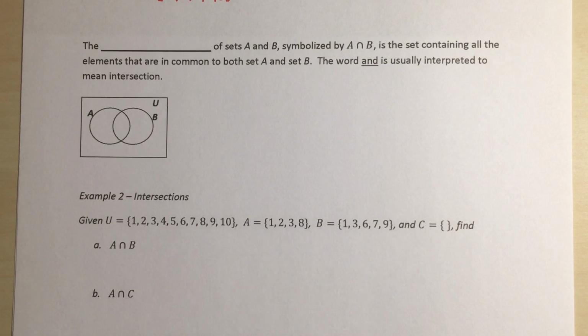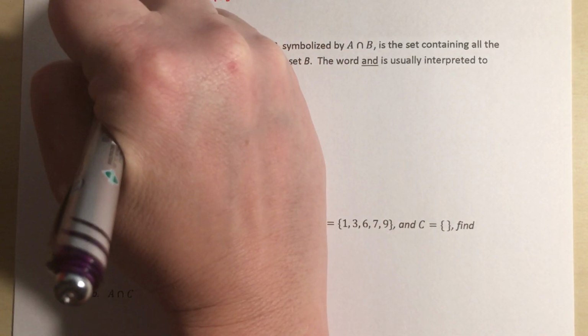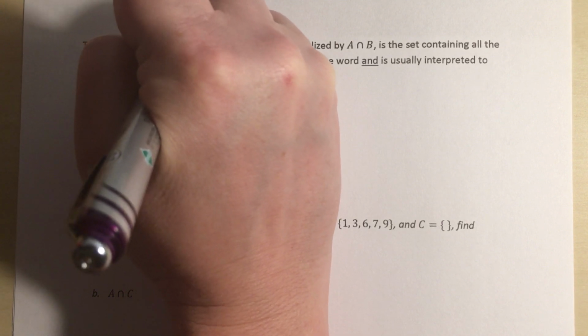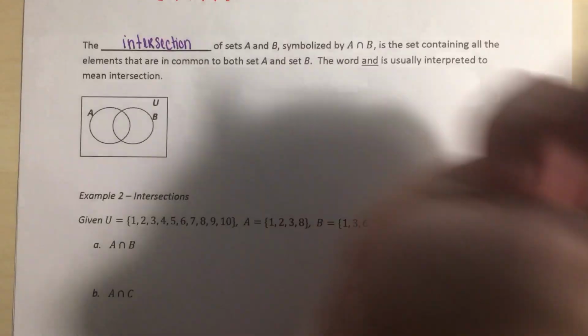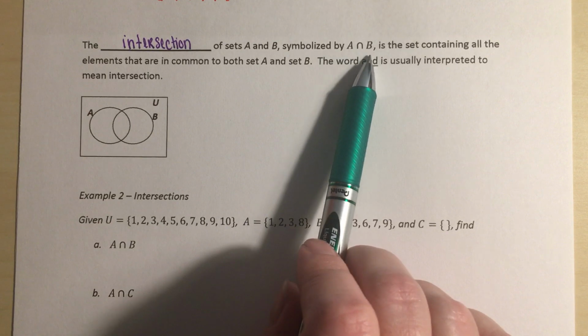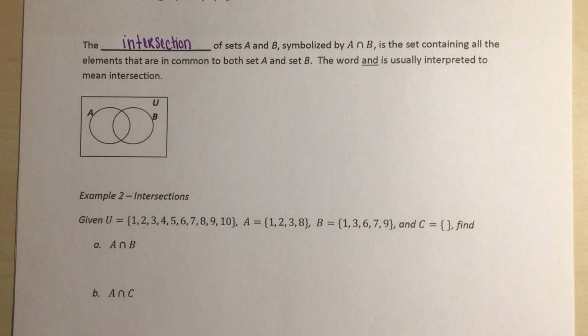The next thing that we're going to look at, the next relationship that we're going to look at with sets, is going to be the intersection of sets. The intersection of sets A and B, symbolized A ∩ B, looks like an upside down U, because we're going to use a U to mean something else.